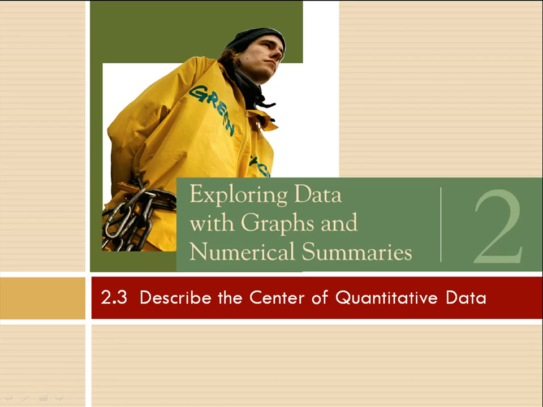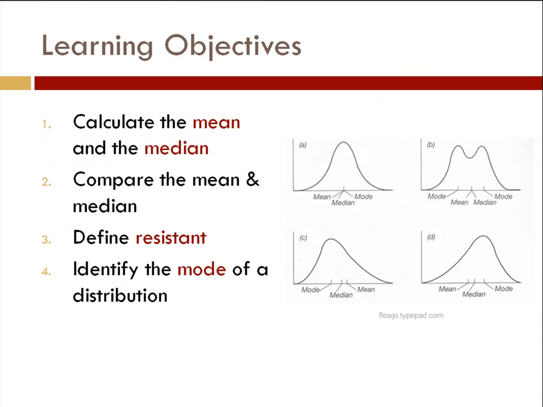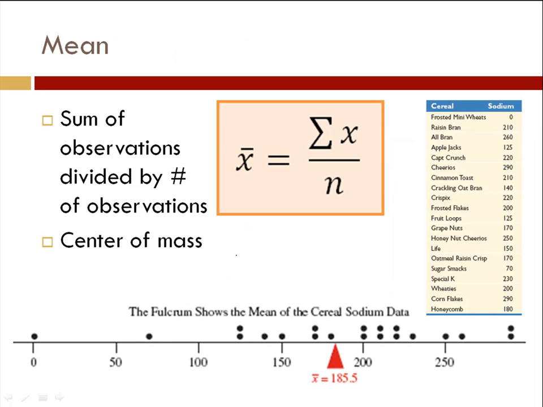Section 2.3, describe the center of quantitative data. Our learning objectives for this section include calculating the mean and the median, being able to compare both the mean and the median, being able to understand what it means to be a resistant measure, and identifying the mode of a distribution. The mean is the average of a set of data values.